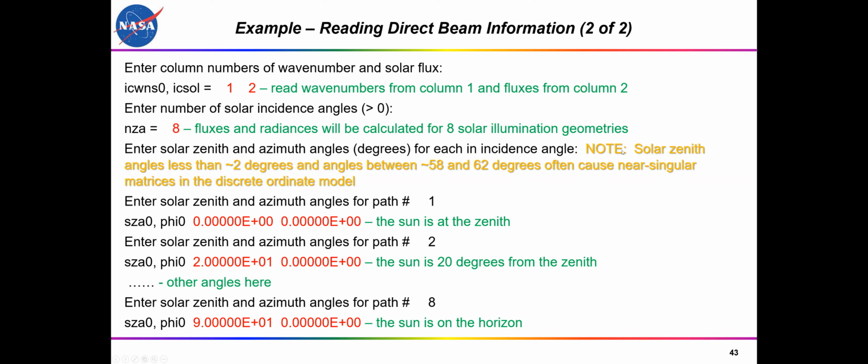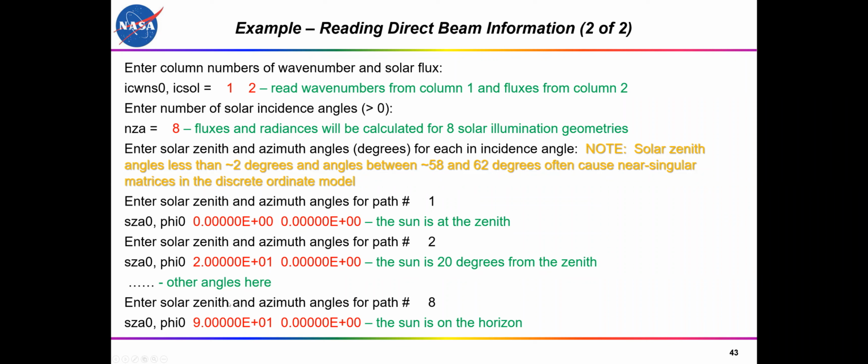Okay, for solar zenith angles, you've got to specify them monotonically increasing, and I'm warning users here that solar zenith angles less than about 2 degrees and solar zenith angles right around 60 degrees sometimes cause some problems. You can pretty much ignore that. It makes the matrices somewhat less well conditioned, but it almost never falls over. So you can use 60 degrees here if you want, and 0 degrees, it usually won't be a problem.